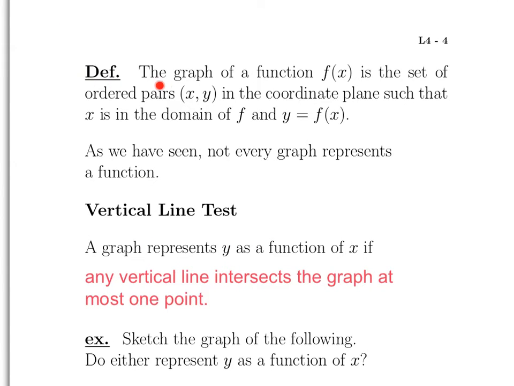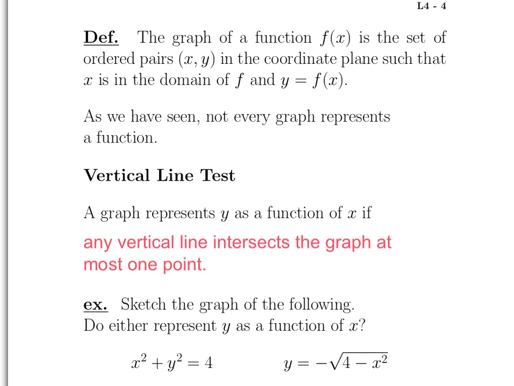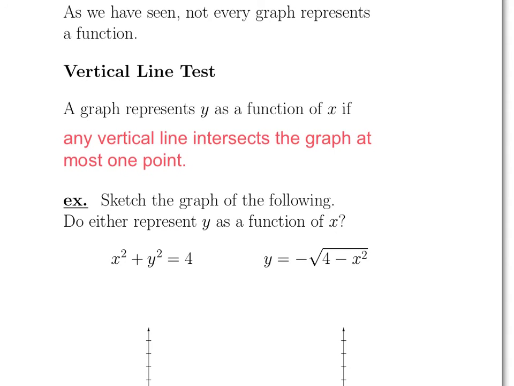Definition. The graph of a function f of x is the set of ordered pairs (x, y) in the coordinate plane such that x is in the domain of f and y is equal to f of x. So we've already given hints to this. As we've seen, not every graph represents a function. The vertical line test is what I alluded to in the previous page. This basically says that a graph is y as a function of x if any vertical line intersects the graph at most 1 point.